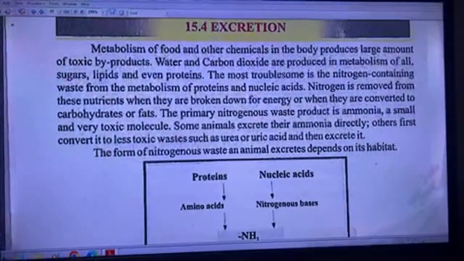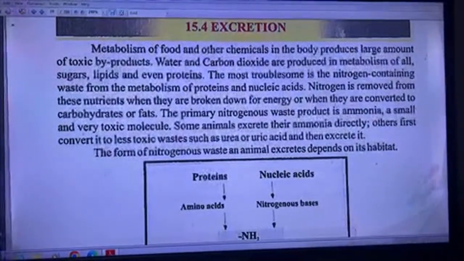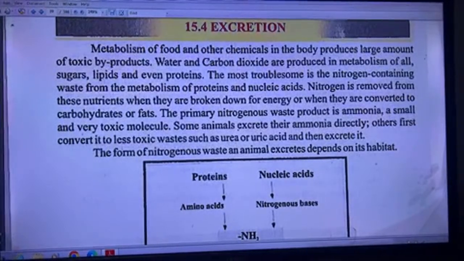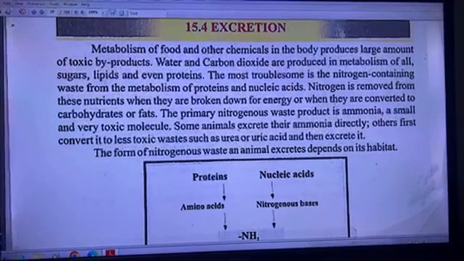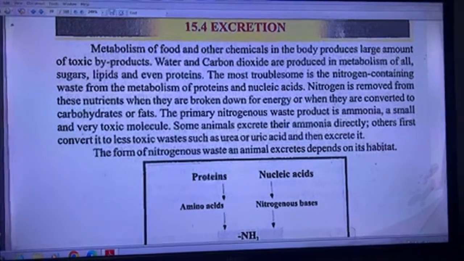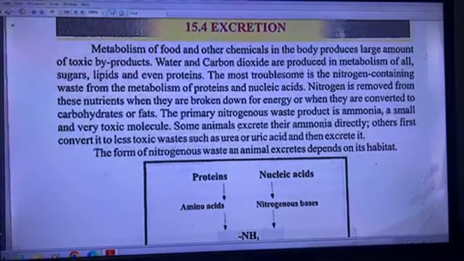Excretion. Metabolism of food and other chemicals in the body produces a large amount of toxic byproducts. Water and carbon dioxide are produced in the metabolism of all sugars, lipids, and even proteins. The most troublesome is the nitrogen-containing waste from the metabolism of proteins and nucleic acids. Nitrogen is removed from these nutrients when they are broken down for energy or when they are converted to carbohydrates or fats.